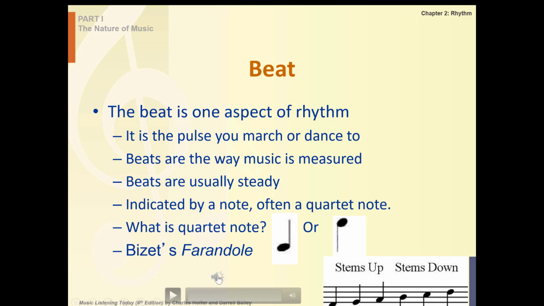We will listen one more time, and this time please clap the steady pulse.